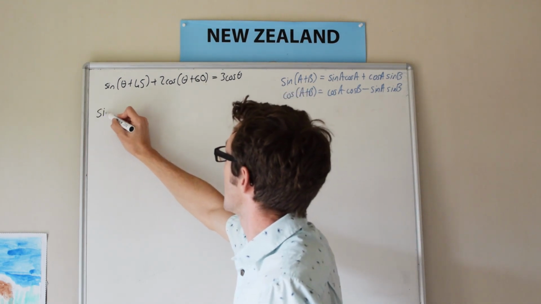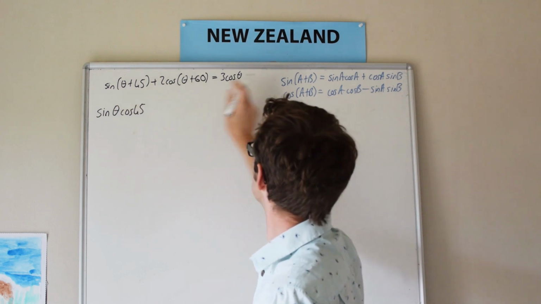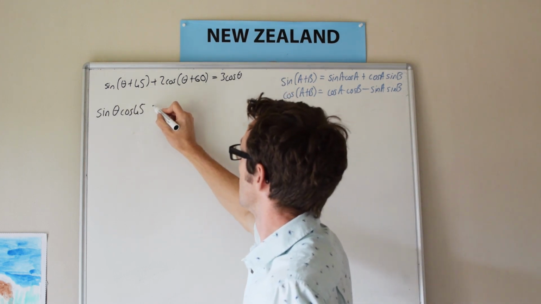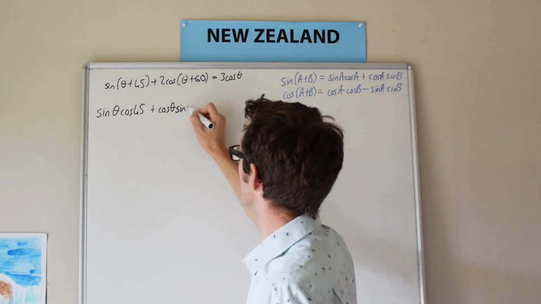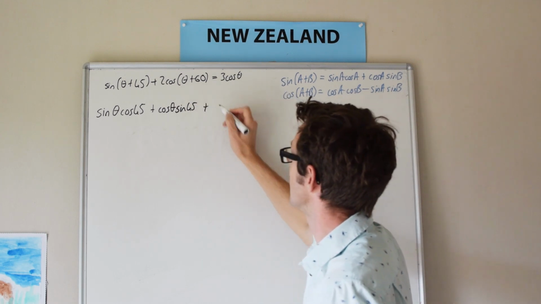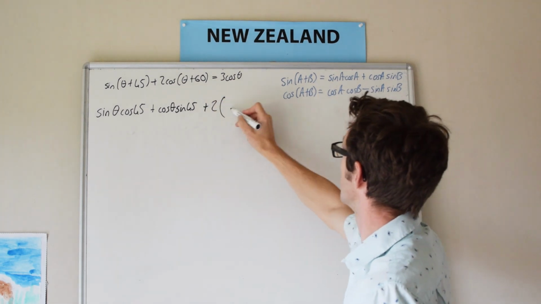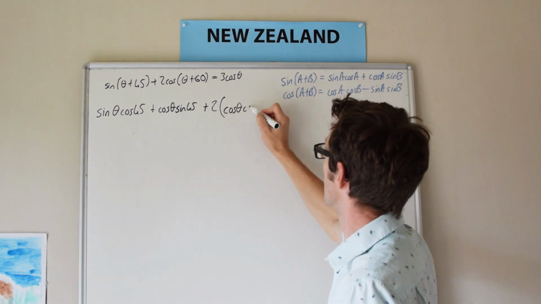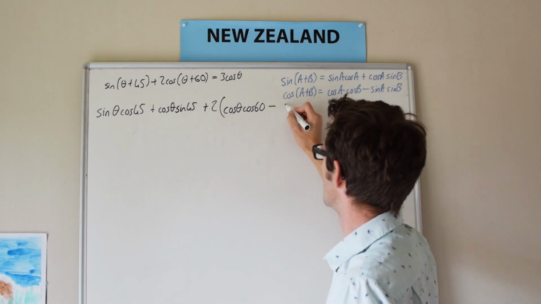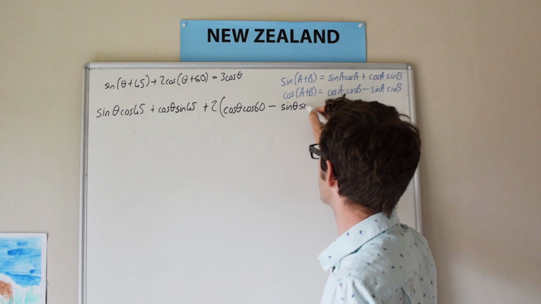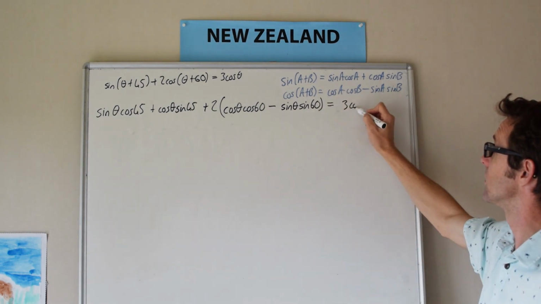So I'm going to go sine theta cosine 45, I'm using this here, plus cosine theta sine 45, plus, and then I'm going to do a big bracket here, 2, and I'm going to use my cosine addition formula here, cosine theta cosine 60 minus sine theta sine 60 is equal to 3 cosine theta.